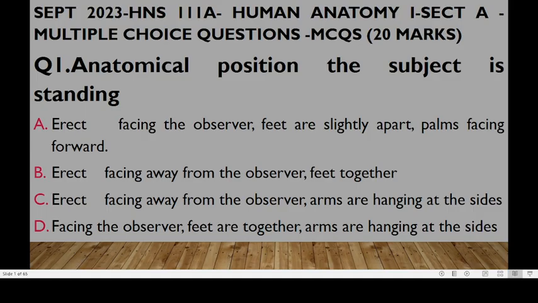This is Human Anatomy 1. Sample paper for the September 2023. Question 1. Anatomical position.